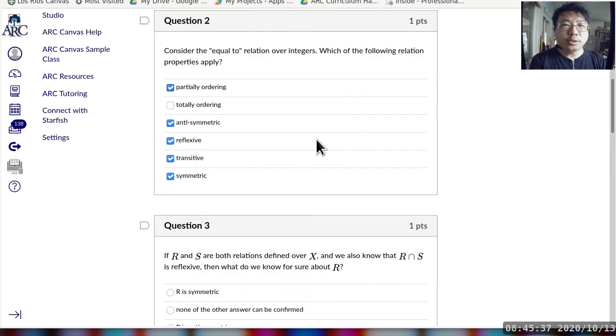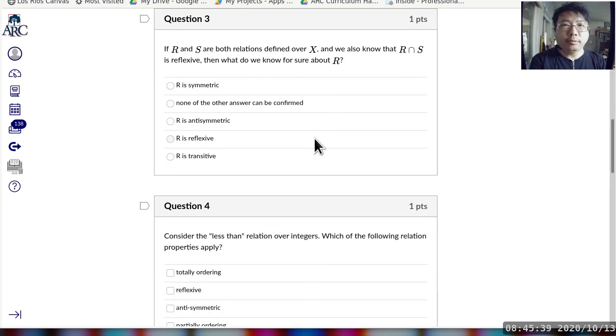So that's question number 2. Moving on to question number 3. Question number 3 says, if R and S are both relations defined over X, and we also know that R intersecting with S, which means all the two tuples that are common to these two, is reflexive, then what do we know for sure about R? Okay. All right. So we really cannot tell whether R is symmetric, because we just know that it has to be reflexive. And that's the answer.